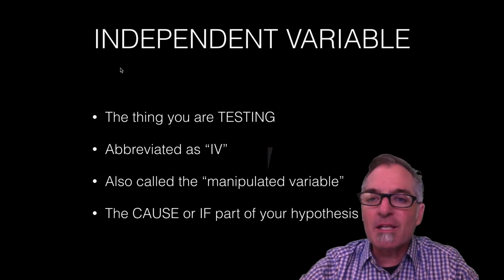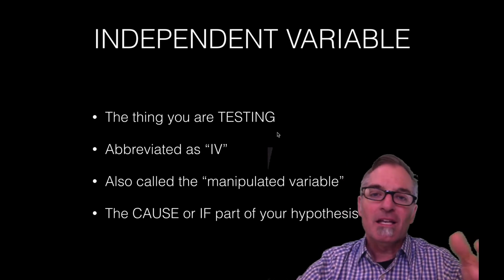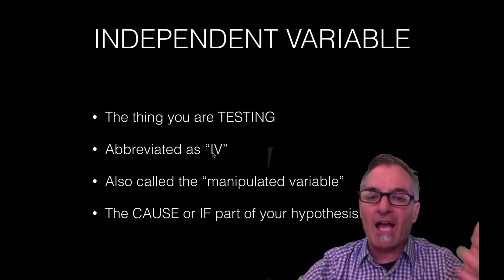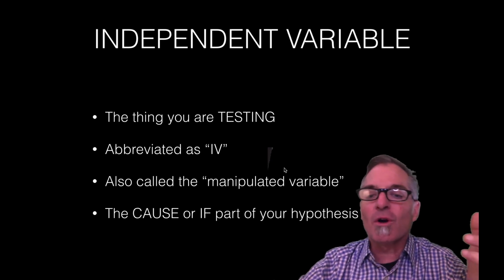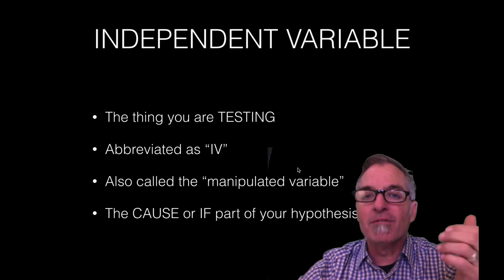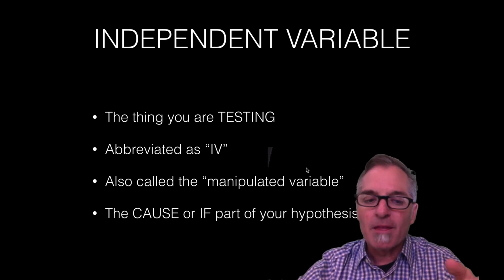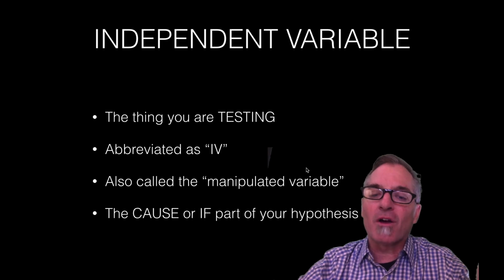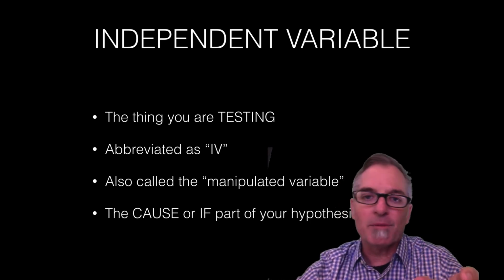So first, the independent variable is the thing that you were testing. It's usually abbreviated IV, of course, for independent variable. It's also called the manipulated variable, the thing that will be changing. And it's the cause or the if part of your hypothesis. So keep that in mind.